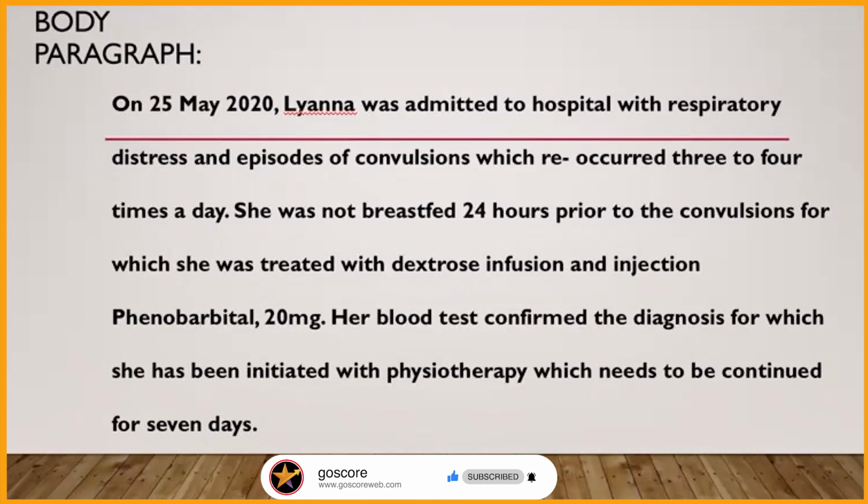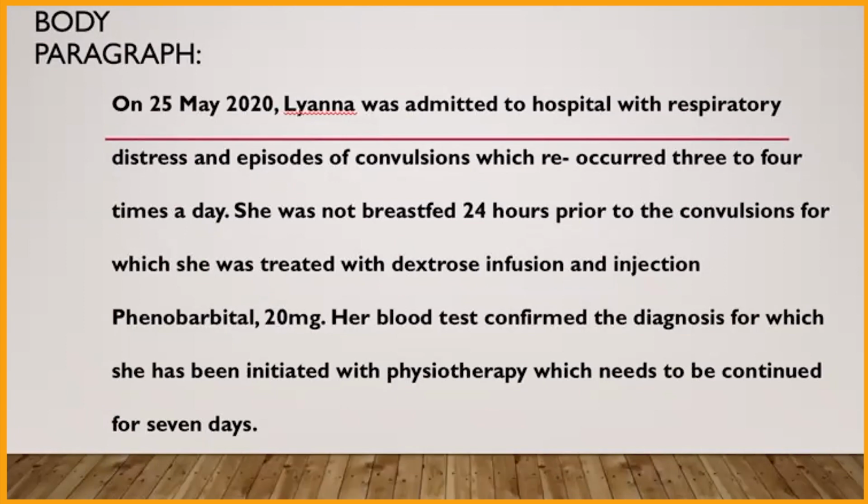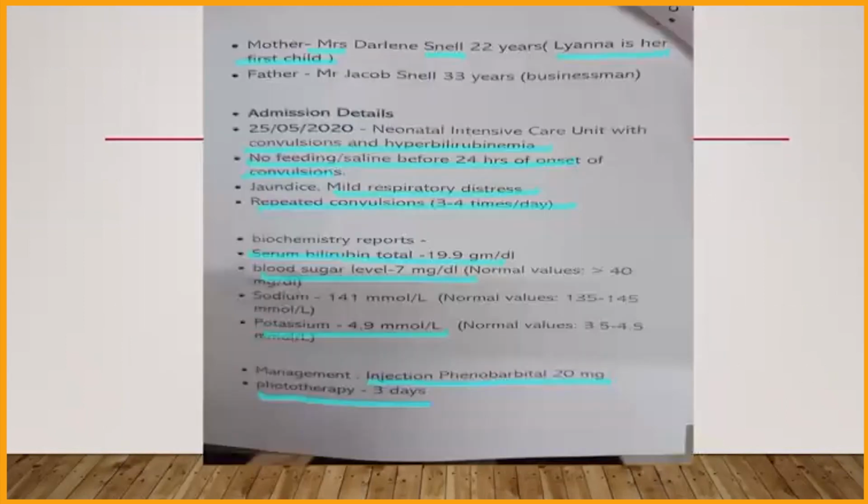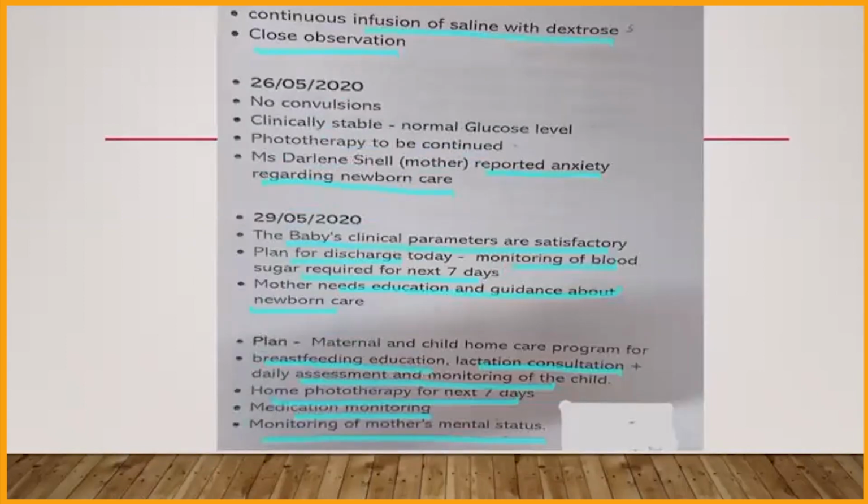Okay. So her blood test confirmed the diagnosis, for which she has been initiated with phototherapy, which needs to be continued for 7 days. Here again, I repeat, if you want, you can write this. The phototherapy needs to be continued for 7 days in the plan, or you can write it together along with this. Did everyone follow? Yes, ma'am. Now what do we write? So the first 25th is over. Now we have 26th and 29th, isn't it? Nothing much to say. So I think concise and tell it together.